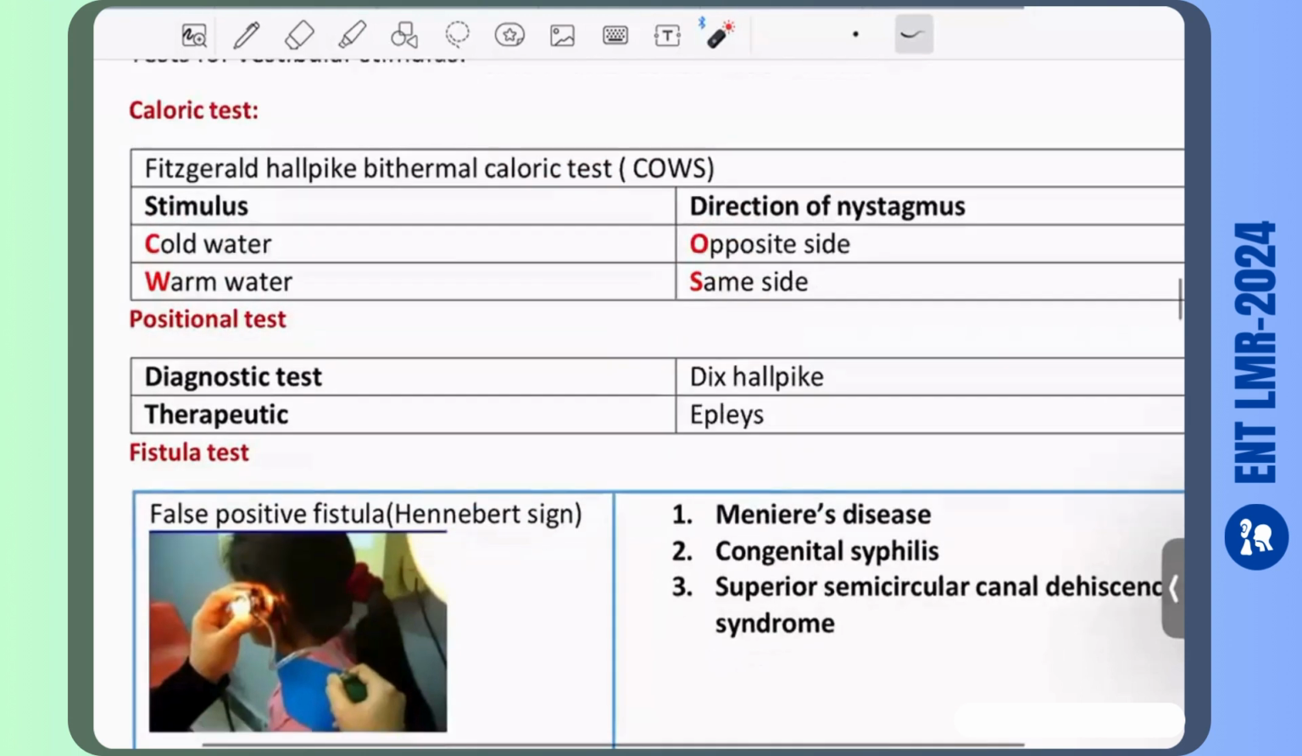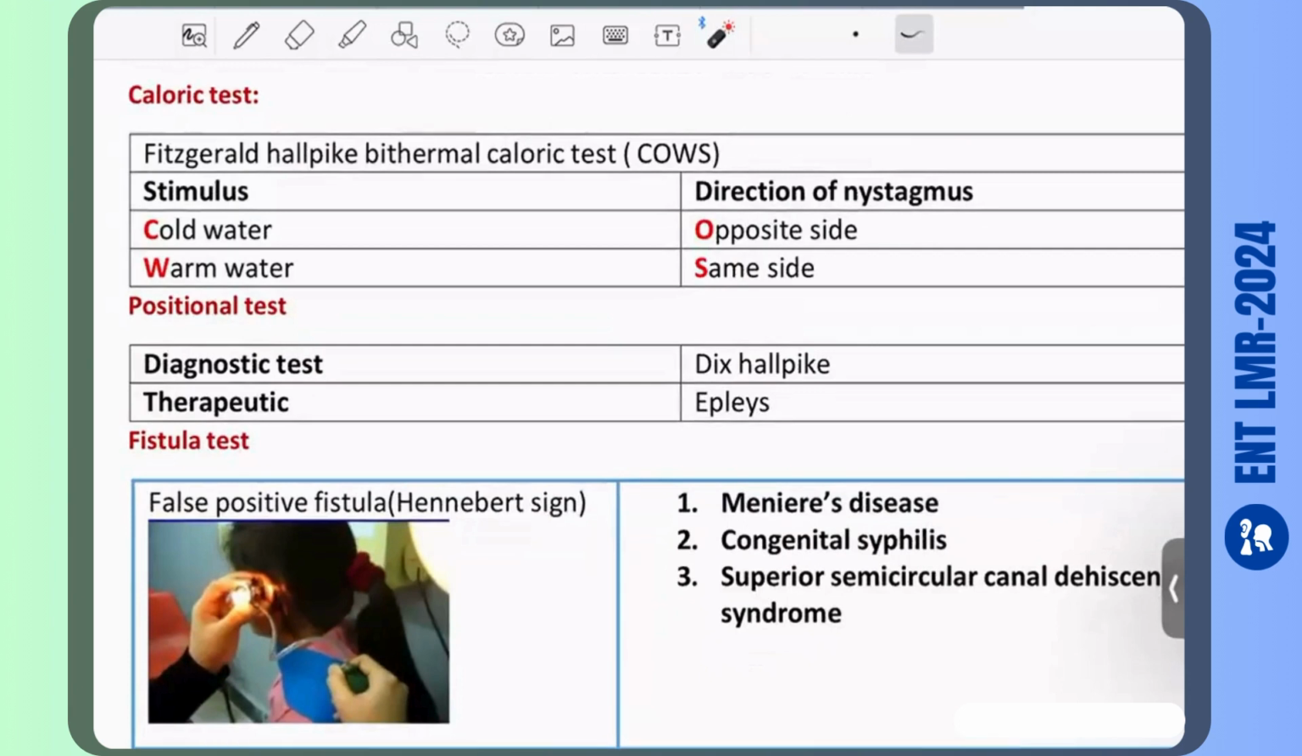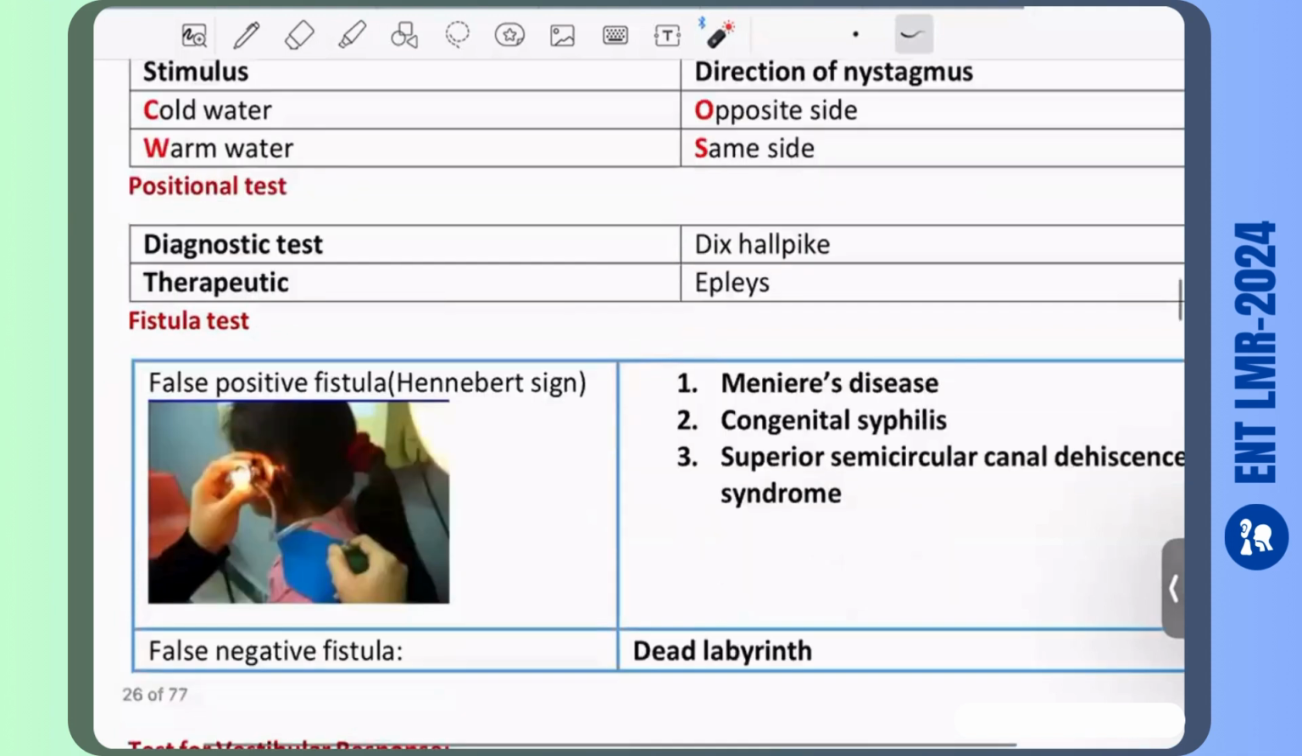Okay. Next one is positional test. In positional test, either you could do a diagnostic test in the form of Dix-Hallpike, or a therapeutic test in the form of Epley's maneuver. Very important. Okay. So fistula test.